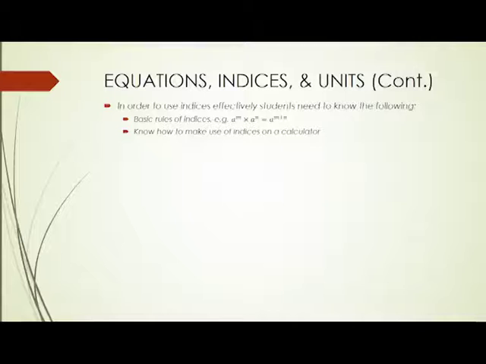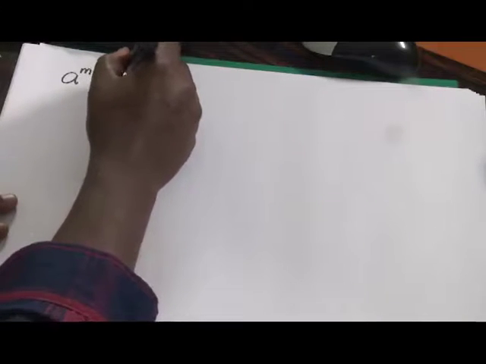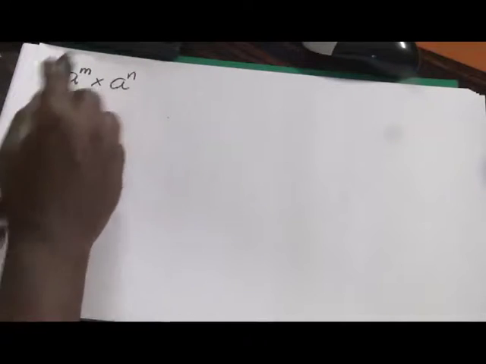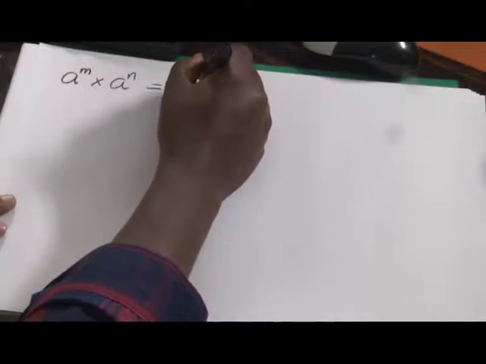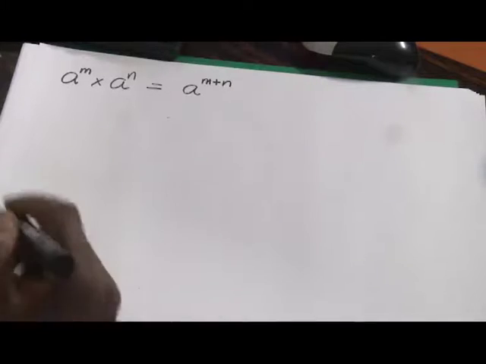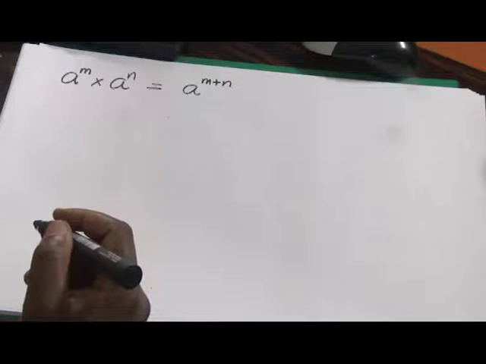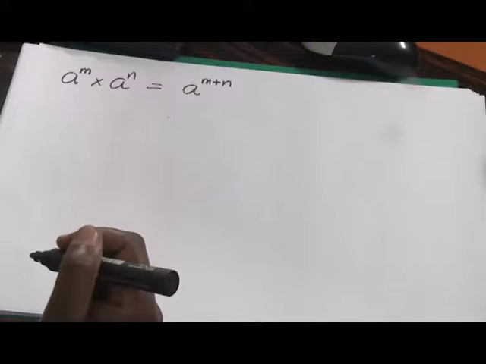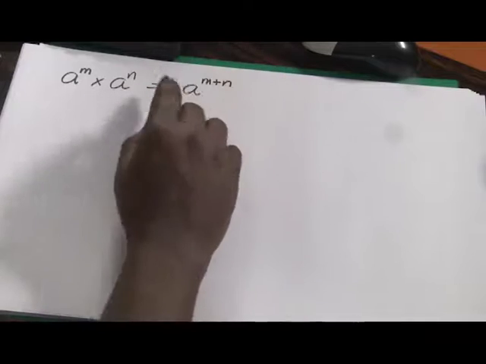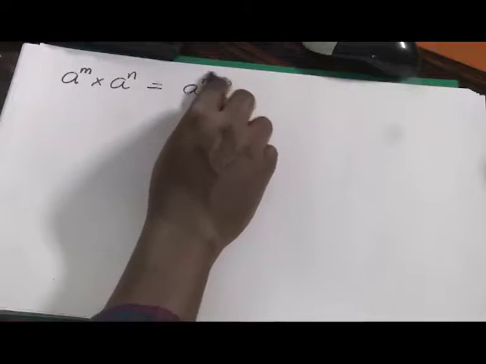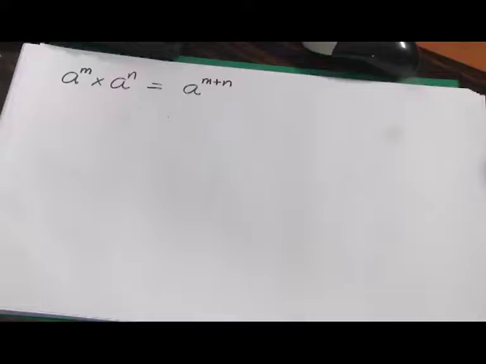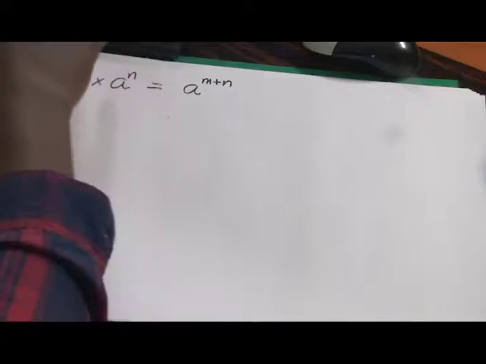For example, one of the rules of indices is any number a to the power of m times a to the power of n. If the bases are the same, what we do is just add up the indices. This whole thing is called the power, and this is the base, and that's the index. Okay, so we just add them up. So know all the rules.